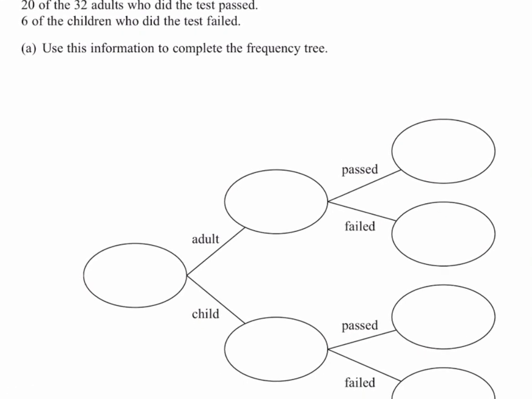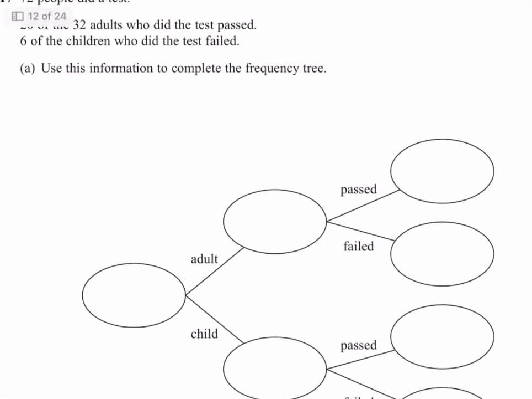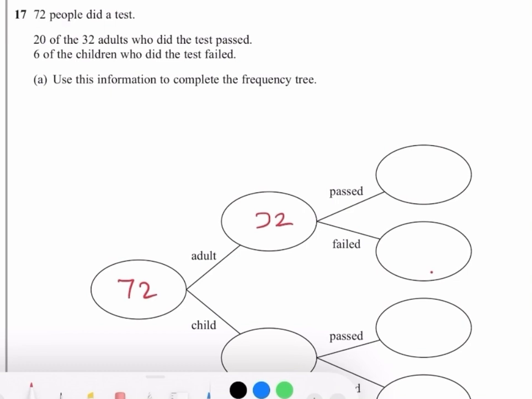Okay, this is the frequency tree. When you put the values given into the circles, just look at what you have and put them in the right places. So the total is 72, and then you can easily work out the other values in the circles. Remember, 2 circles add up to the 1 circle to the left.